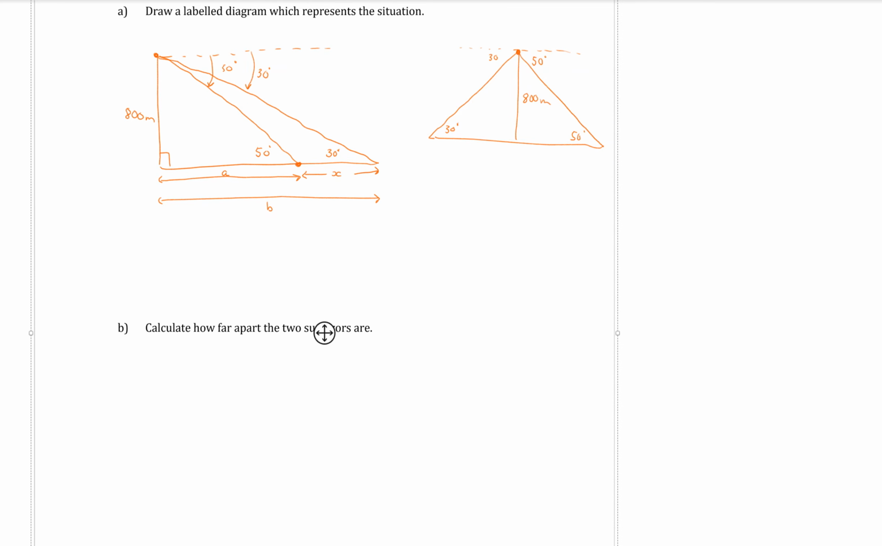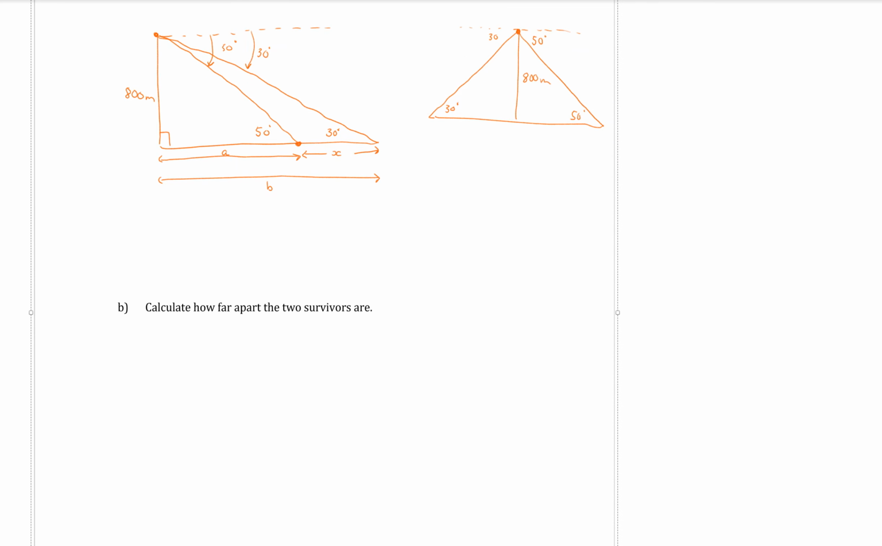So let's find A first of all. I've got the 800 across, which is going to be the opposite, and the A is the adjacent side, so we're using tan again. So tan of 50 degrees is going to be equal to 800 over A. The A is on the bottom, so to get A by itself, I do a switch. With the tan 50, it'll be 800 over tan 50. And that equals 671.3 meters.